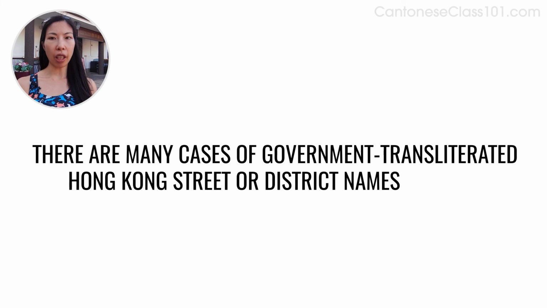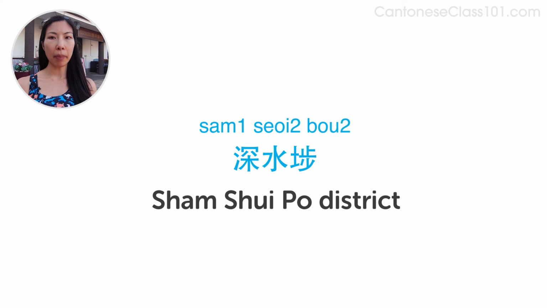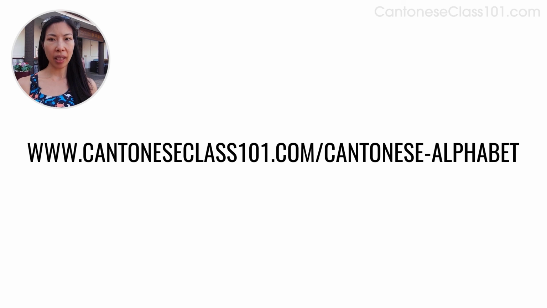There are many cases of government transliterated Hong Kong street or district names that use an obscure and unstandardized system. For example, Sham Shui Po is commonly known as the Sham Shui Po district, but the transliteration Sham Shui Po is not in line with the Jyutping rules. You can listen to all the sounds of Cantonese and see their corresponding Jyutping romanization at www.cantoneseclass101.com/Cantonese-alphabet. There is a Jyutping chart with audio to aid you in perfecting the pronunciation.